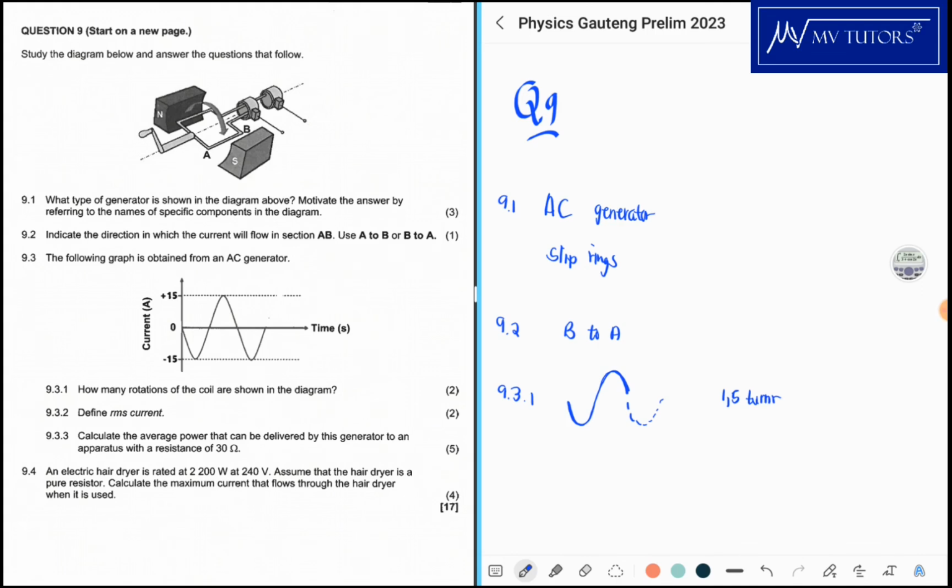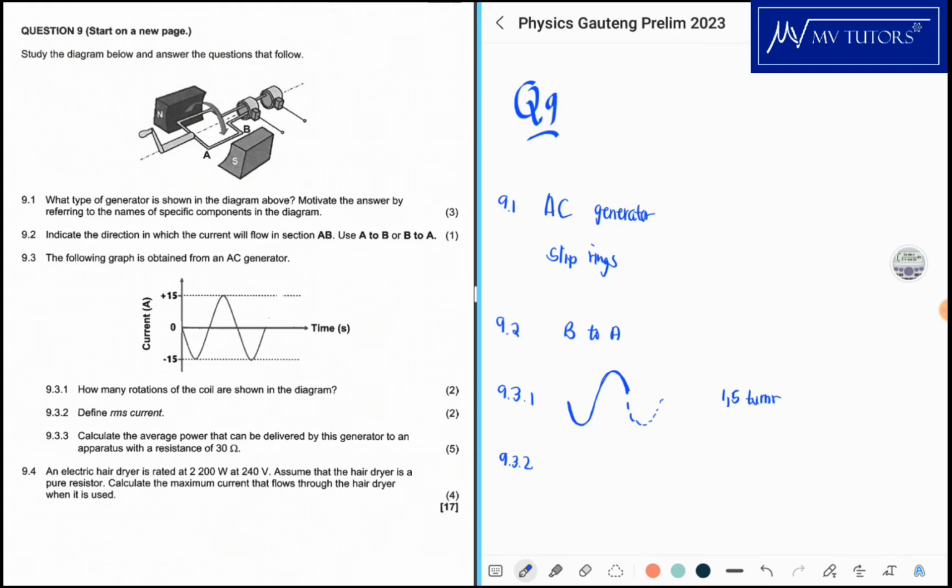Okay, and then 9.3.2. By the way, this is out of 17. This is the most I've ever seen question 9 counting. It's normally less. So again, we have around 20 minutes, but the way we're going, it's quite fast.